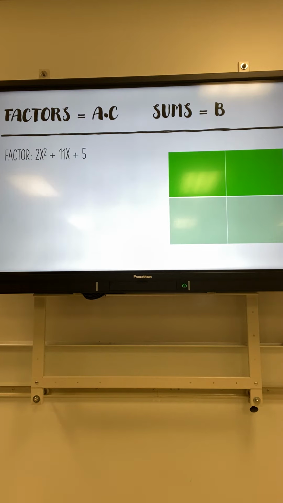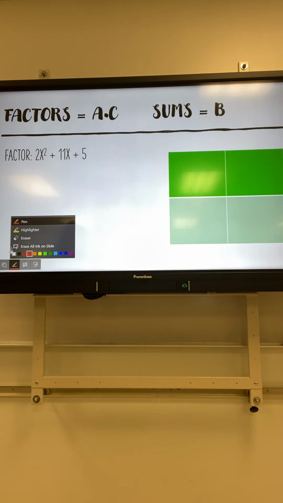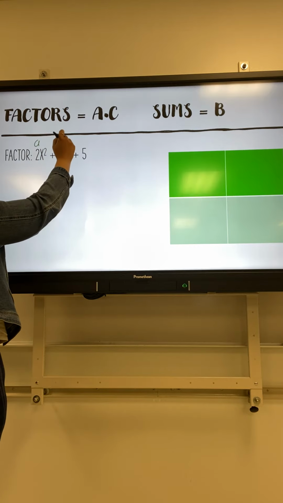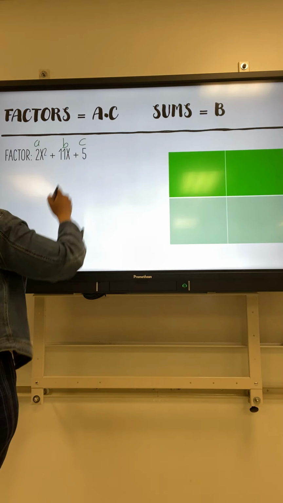So how our equations are going to differ from the ones we saw on Monday. On Monday, we only had x squared. We did not have a number in front of x squared, and so that's going to make today different. So what we're going to do is we first are going to identify A, B, and C. All right, so if we do that, we can see here that our A is 2, B is 11, and C is 5.